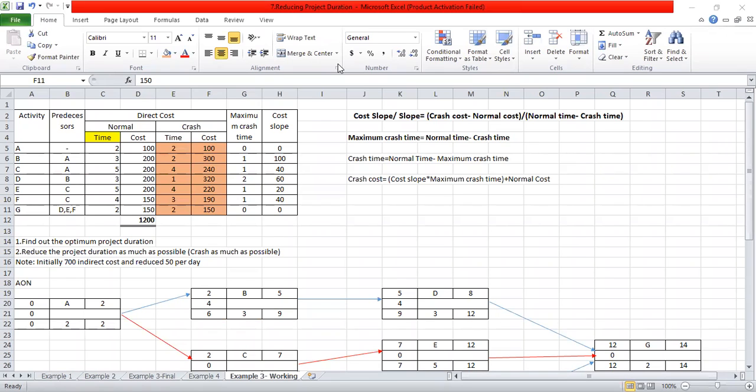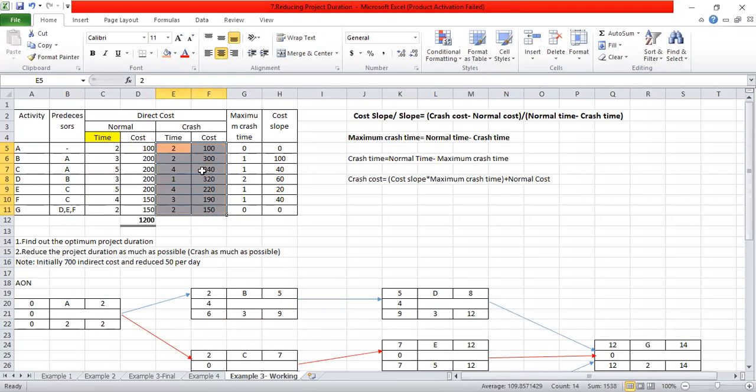Very good. So one or two students have done it at home. Thank you very much for doing these things. Right. There are three. I think there is enough time for calculating the crash time and crash cost.